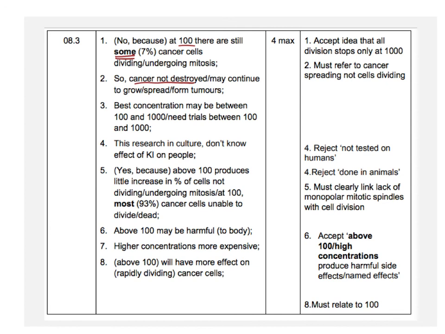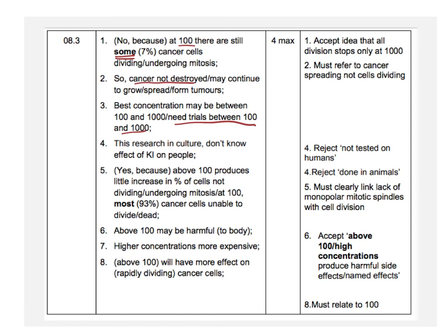You could suggest another concentration that might be better. So you might suggest that they need some more trials between 100, where there was 93% monopolar mitotic spindle, and 1,000 nanomoles, where there was 100%. You could suggest that again. Okay, there's a maximum of 4 marks for this at any of these 4 points.